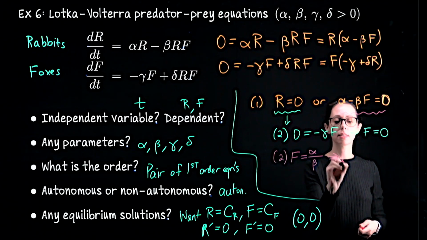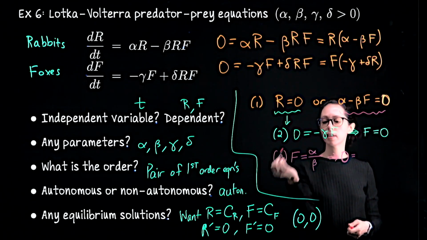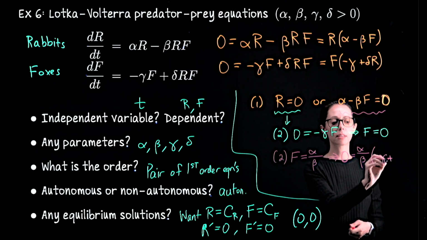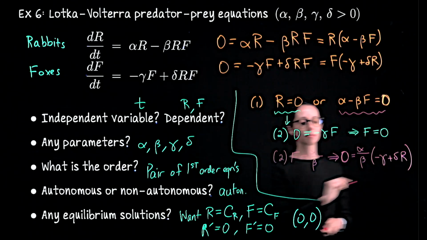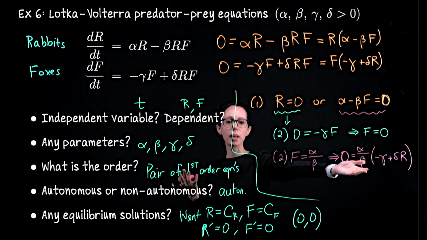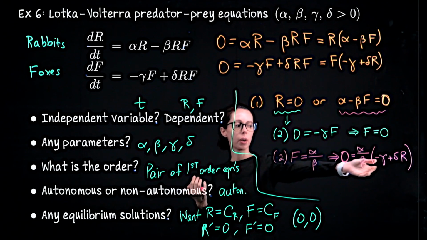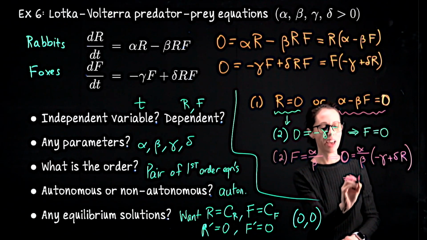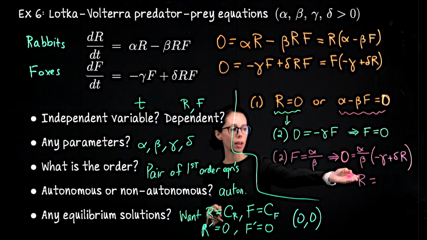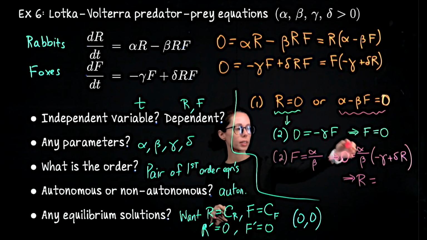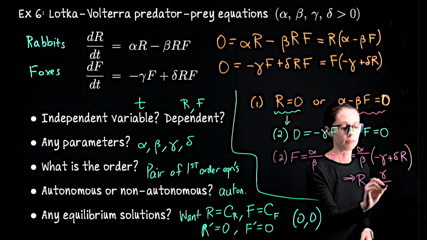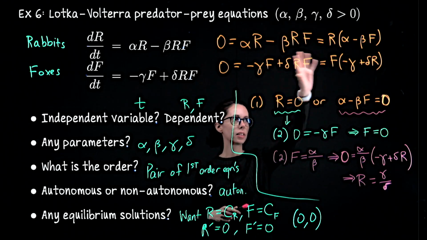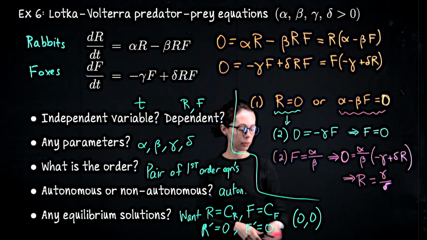We would be looking at 0 equals just the number alpha over beta times the expression negative gamma plus delta r. Alpha over beta is just a positive number. This isn't going to cause this product to be 0. It would have to be the case that the second term was 0. So this would tell us that the rabbit population is also a positive constant value. In fact, it's gamma over delta.